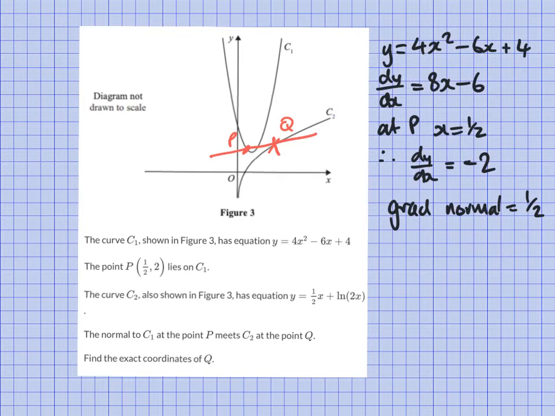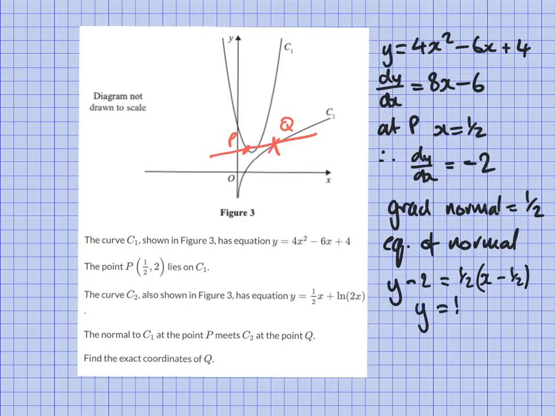And so the equation of the normal, the next thing, we can substitute into y minus y1 equals m times x minus x1. So y minus 2 equals a half times x minus a half. Simplifying gives me y equals a half x plus 7 over 4. That is the equation of the normal PQ. That's the first step we need. There'd be marks for getting that. Okay, let's make this disappear.